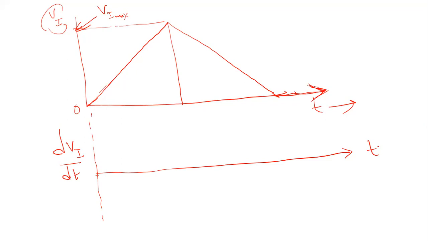Can anyone draw it on your piece of paper and respond to me? What kind of differentiation will this be? Suppose the input voltage signal waveform is something like this, triangular. It goes from 0 to this point in a straight line, and here also is a straight line.